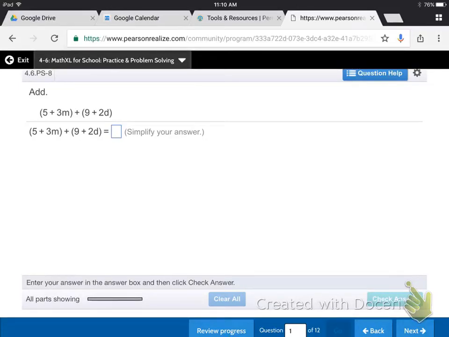Okay, boys and girls, we're starting this lesson 4-6, which is adding expressions. Here we're looking at this expression, 5 plus 3m, the quantity, plus the quantity of 9 plus 2d. What we're looking for are those terms that are like terms. Like terms, as we just went over, are terms that have the same variable raised to the same exponent. So let's see if we can spot them.